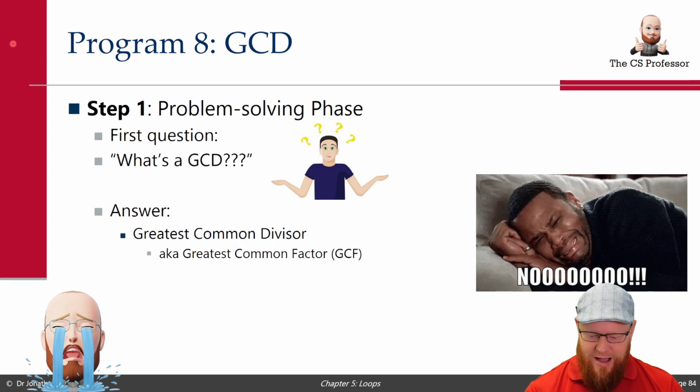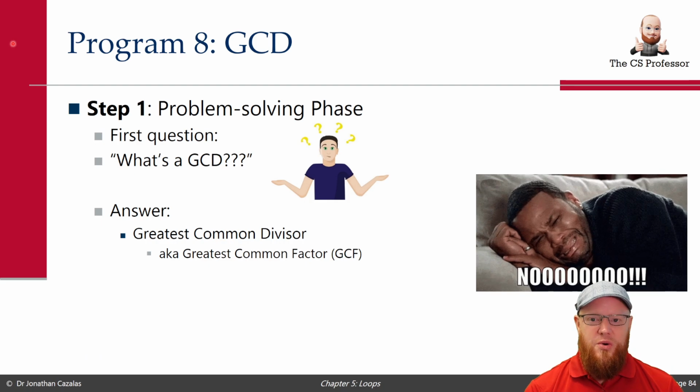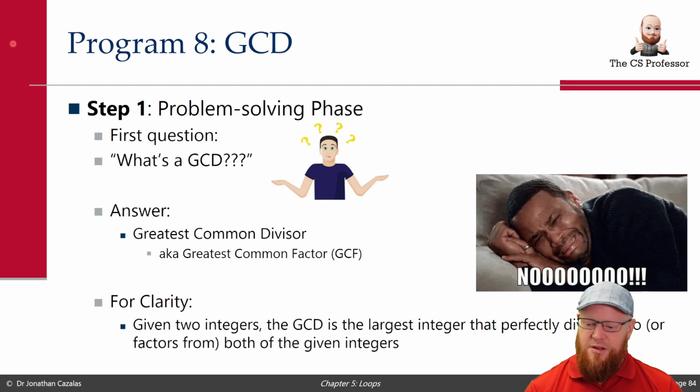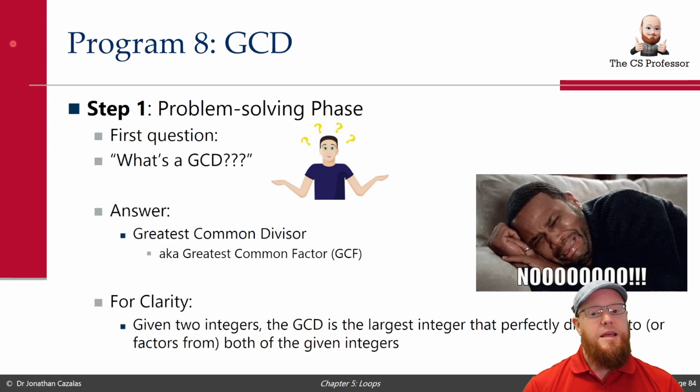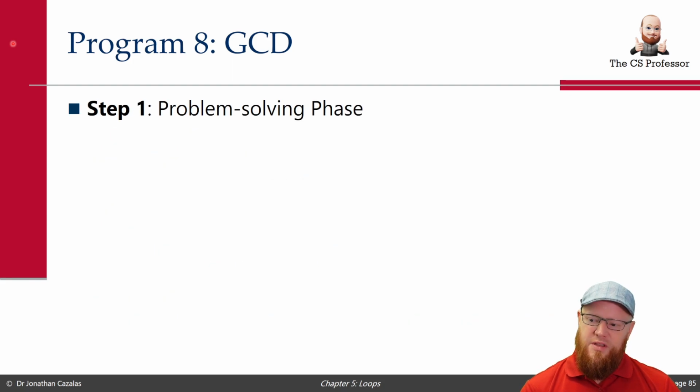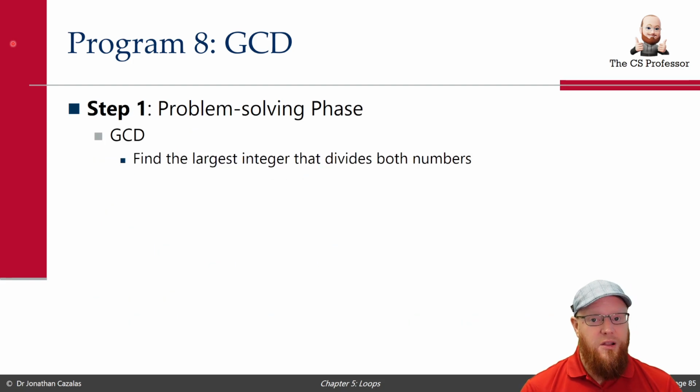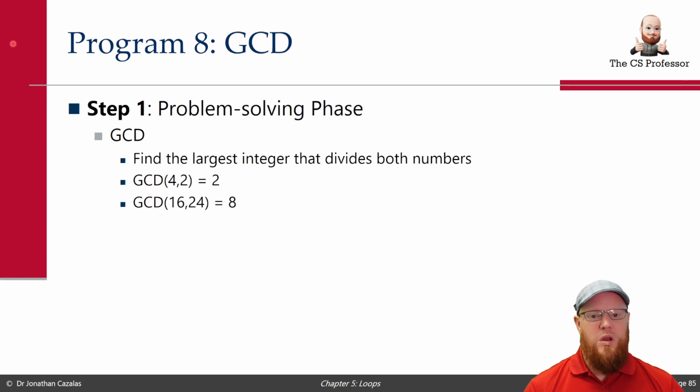The greatest common divisor, also known as the greatest common factor. So given 2 integers, the GCD is the largest integer that perfectly divides into both of the given numbers. So find the largest integer that divides into both of them. So for example, the GCD of 4 and 2 is clearly 2. 2 is the largest number that divides into 4. It's also the largest number that divides into 2. What about the GCD of 16 and 24?